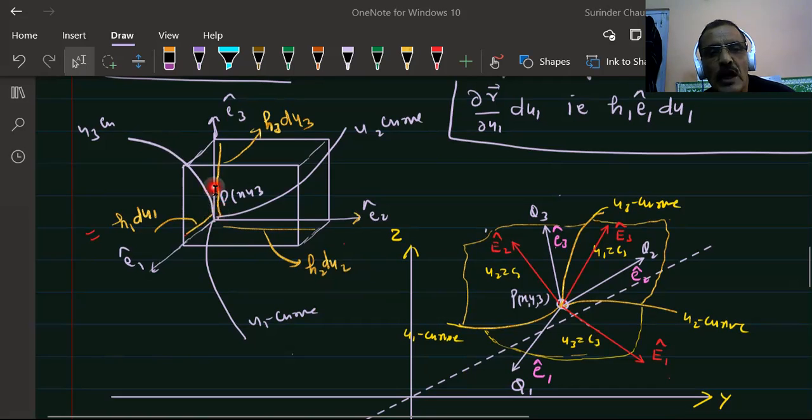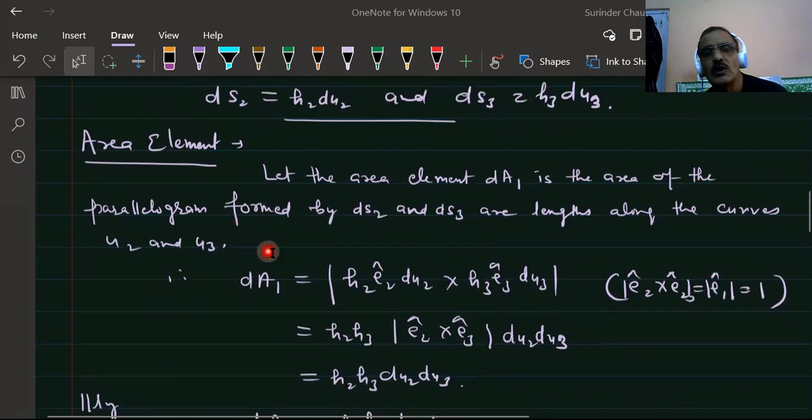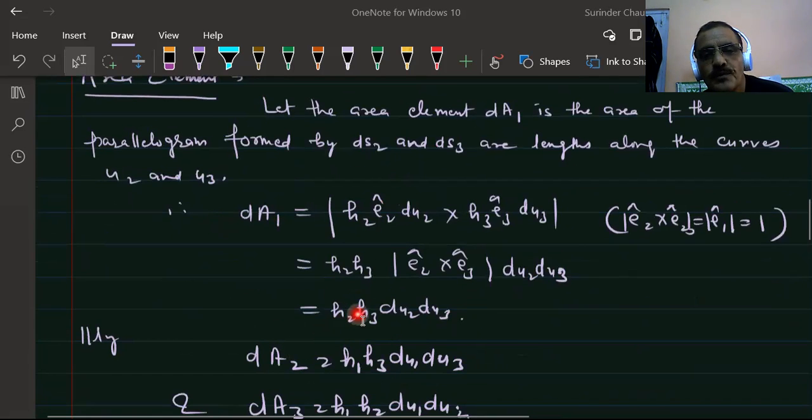So these are element vectors, and the cross product gives the area. The magnitude of this is h2 h3, so the scalars will be taken outside: h2 du2 h3 du3, with h2 h3 common. Now the vector e2 cross e3 is equal to e1, a unit vector. So the area vector dA1 is equal to h2 h3 du2 du3 e1.